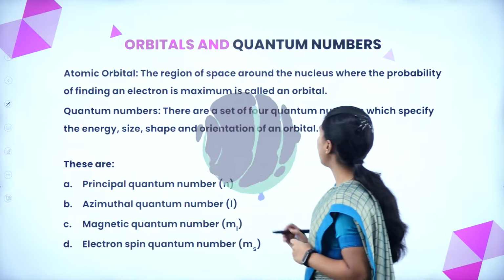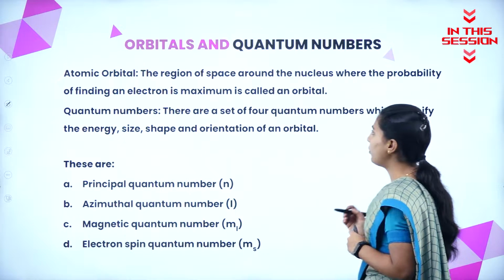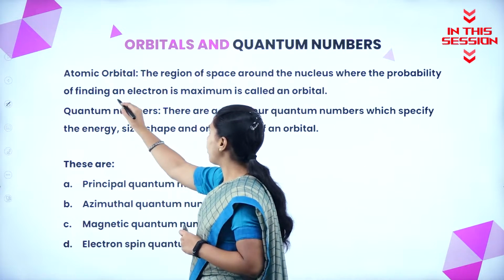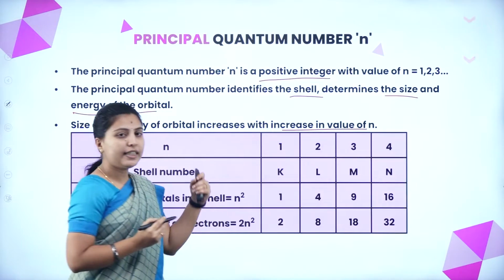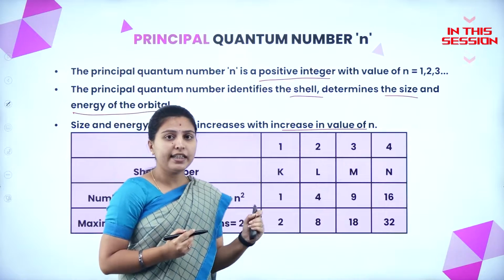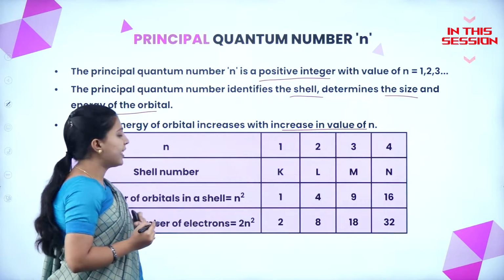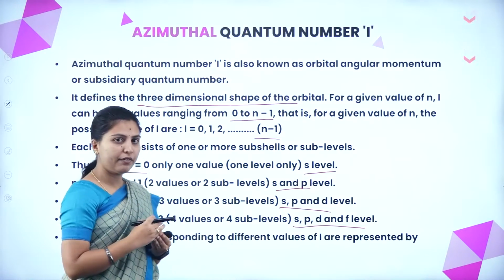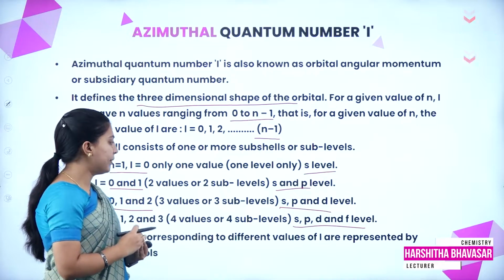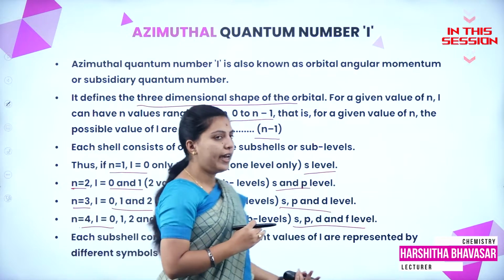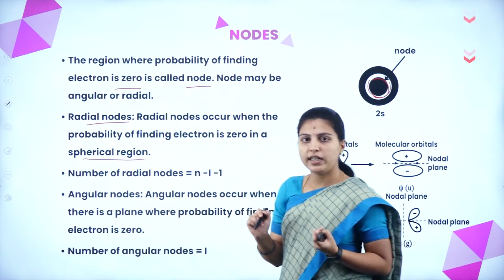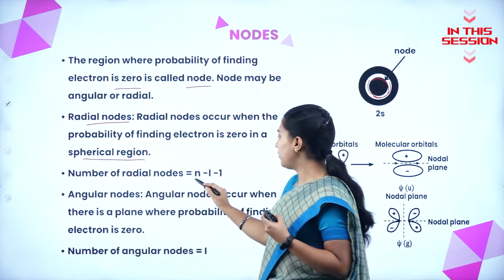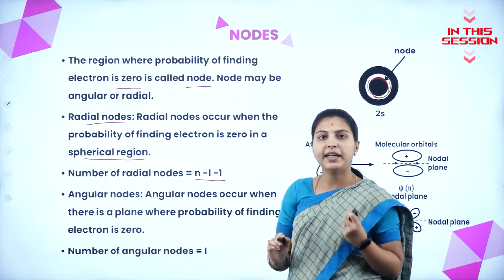The region of space around the nucleus where the probability of finding an electron is maximum is called an orbital. Whenever the n value is increased, the energy and size will increase. Each subshell will have different values of l, represented by different symbols. How to calculate the radial node? This is the formula: n minus l minus 1.